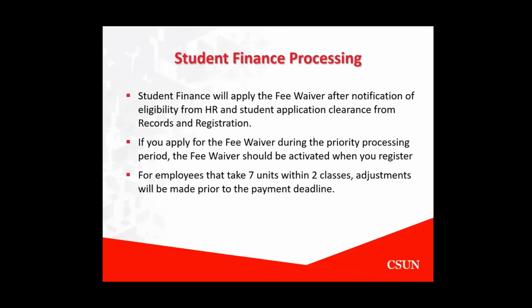Once you enroll, the waiver will automatically offset your account charges based on your bargaining unit and your fee waiver structure. So for employees, that takes 7 units. Employees or dependents, that takes 7 units with 2 classes. We will have to adjust them manually before the payment deadline, so your account will show up properly. Otherwise, for employees who take more than 7 units, they will get charged a per unit fee.